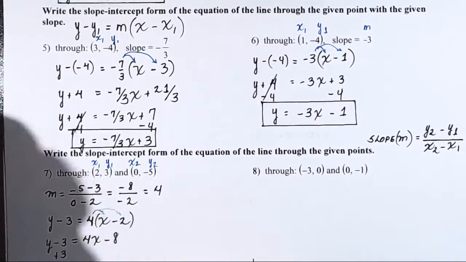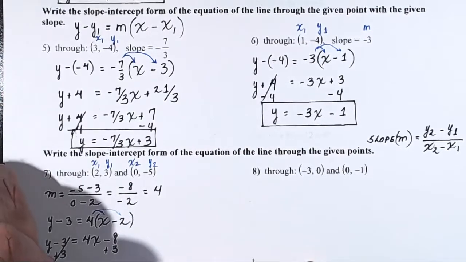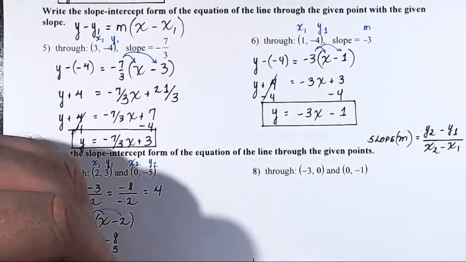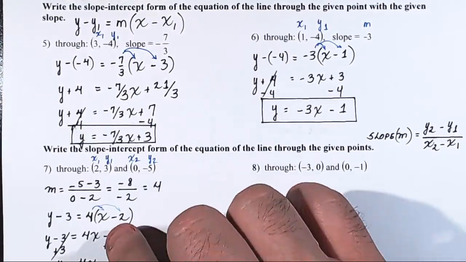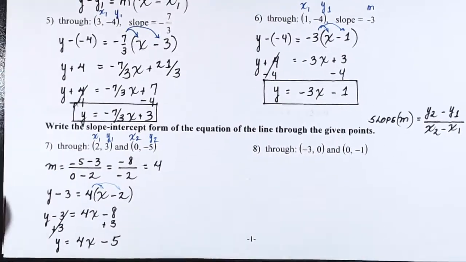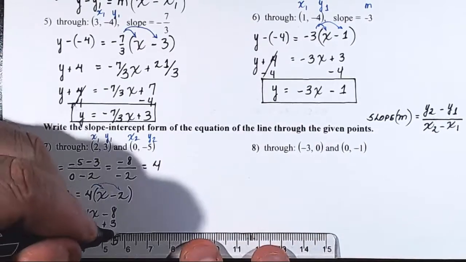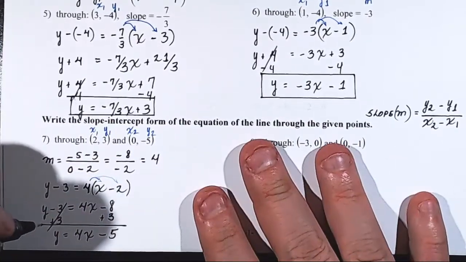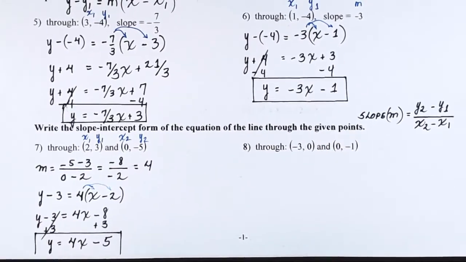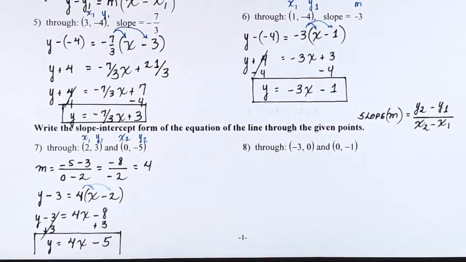And to get y by itself, I will add 3 to both sides. I now have y equals 4x minus 8. Negative 8 plus 3 is minus 5. So y equals 4x minus 5. And we can box that. Next problem. Passing through negative 3, 0 and 0, negative 1.